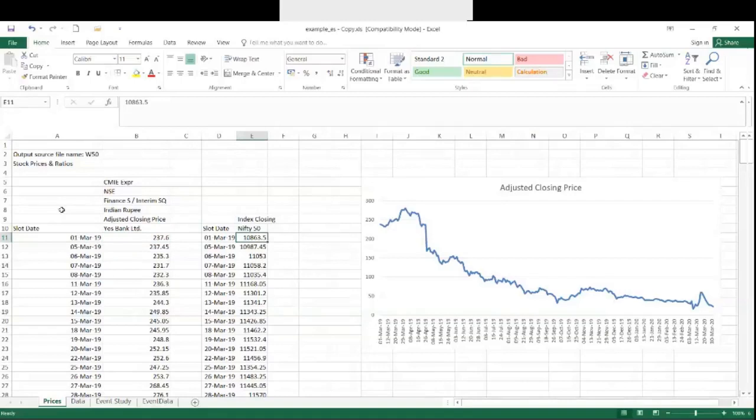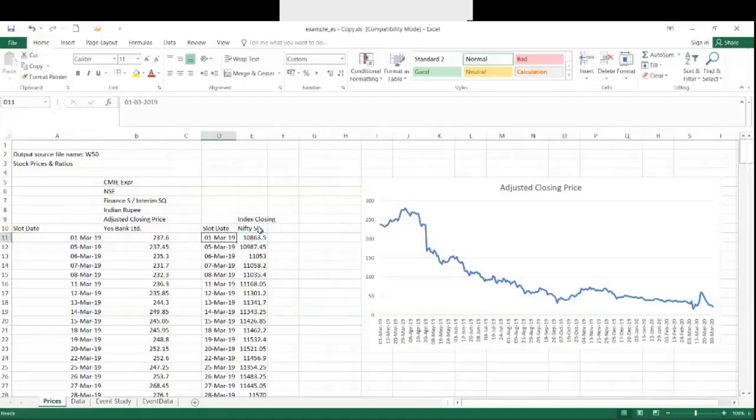That's not a problem, because Yes Bank is listed on both the Bombay Stock Exchange and the National Stock Exchange. So I have taken Nifty 50 index values on the same trading days as the Yes Bank trading. Now here is one key point we have to understand: the event study is based upon trading days, not calendar days. Whenever there is trading, that is considered as one day. So I have to be sure that these dates are exactly matching.